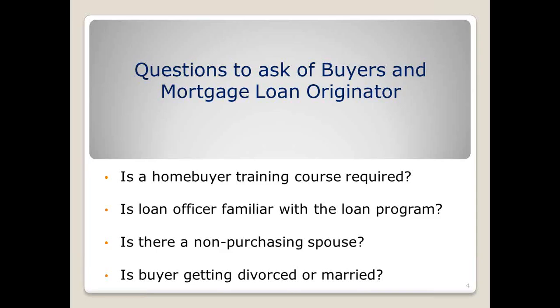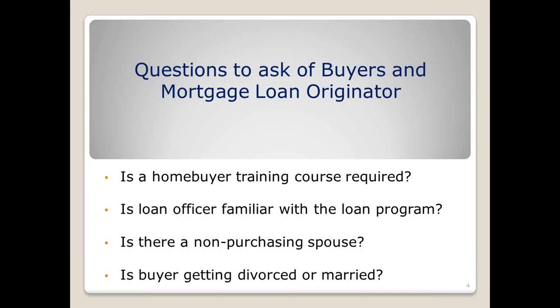Questions to ask of buyers and the mortgage loan originator. Is a training course required? The OFA programs in many cases require that. Is the loan officer familiar with the loan program? For example, a 203K is a very complex program. Sometimes USDA can be the same. If a lender is not familiar with that program, it can mean delays or not closing.